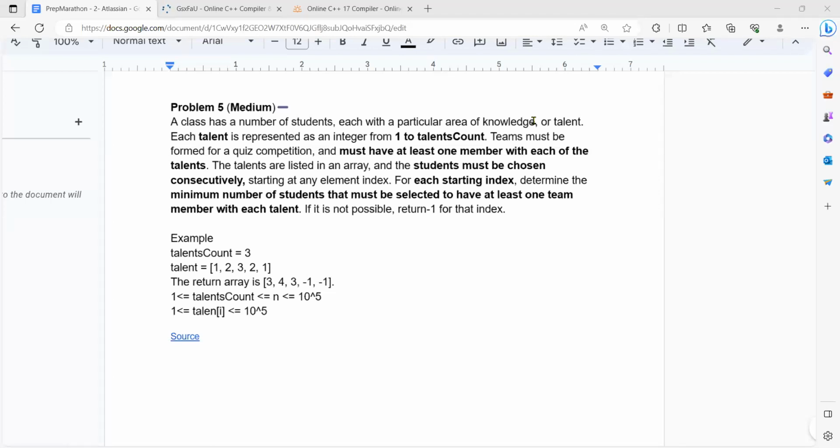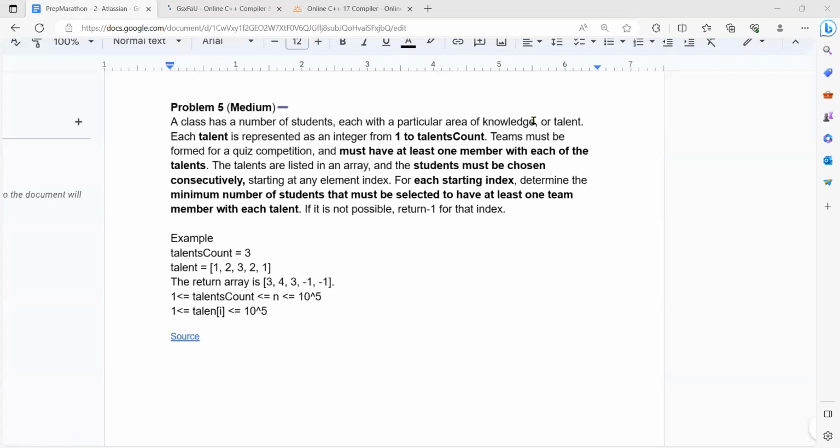Okay, focus on this. If you start from the first index, the first goal is to find the first index where you are achieving all the talents. After that, you are shifting your start point. For the first index, first you find the first index where you are getting all the talents. That is the length, or the number of students you need to take.